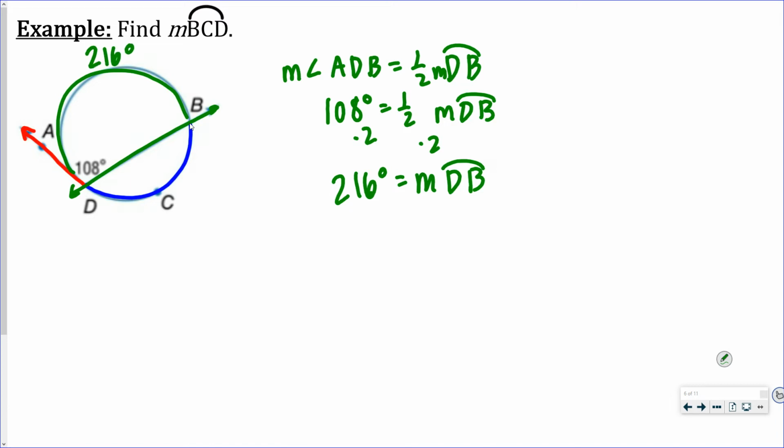Okay, I probably just made that more complicated than it is. If you know this angle measures half of the arc, go the other way and double it. You don't need to set up an equation. I'm not asked for that arc measure, though. They want me to find this blue one. How do I find that?